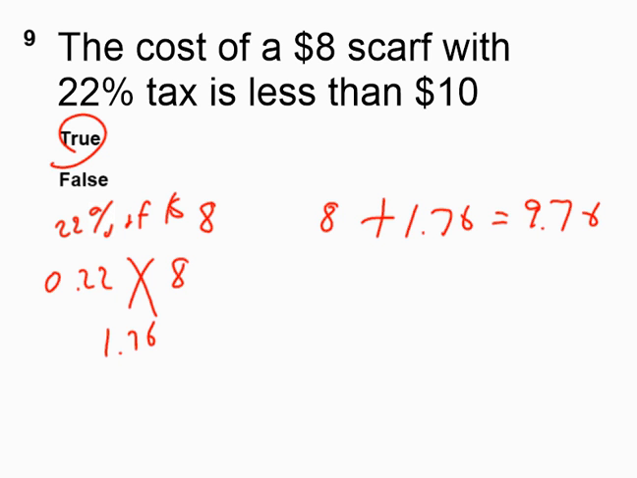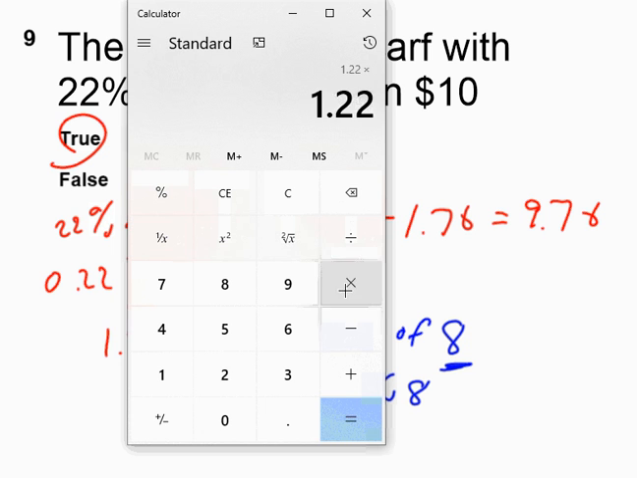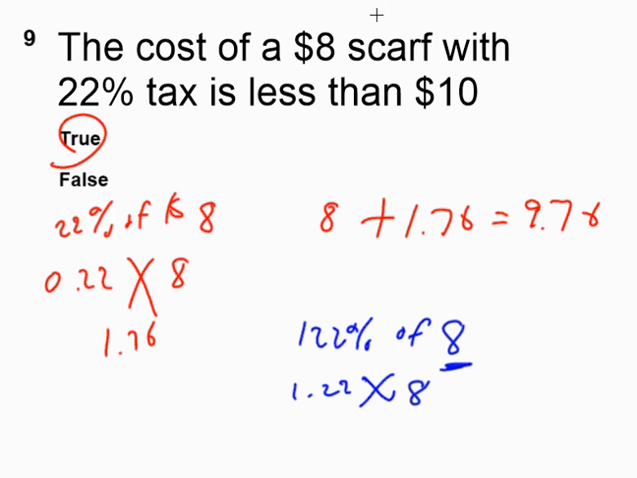Now, alternatively, you could have taken the $8 and found 122% of $8 because 100% is the cost of the scarf. The 22% is the tax on the scarf, and 122% would be both combined. So 122% would be 122% of 8. If I multiplied it like this, I still get the 976.